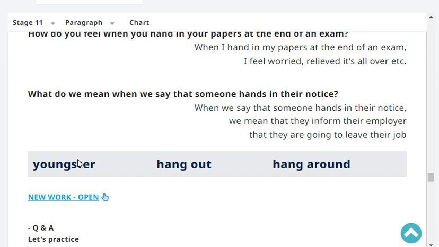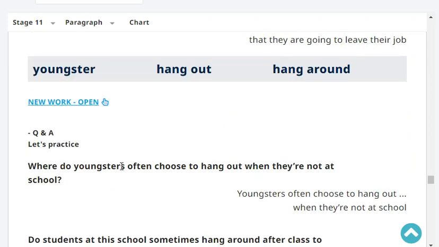What do we mean when we say that someone hands in their notice? When we say that someone hands in their notice, we mean that they inform their employer that they are going to leave their job. Very good.